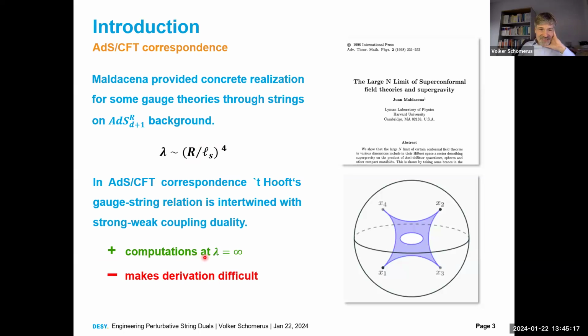And of course, the advantage of this is that you get easy access to gauge theory quantities at infinite coupling. The disadvantage, obviously, is that it makes the derivation very complicated, because somehow this duality, this 't Hooft-like relation between string and gauge theory, is intertwined with a strong-weak coupling duality. And again, of course, that's all very well known.